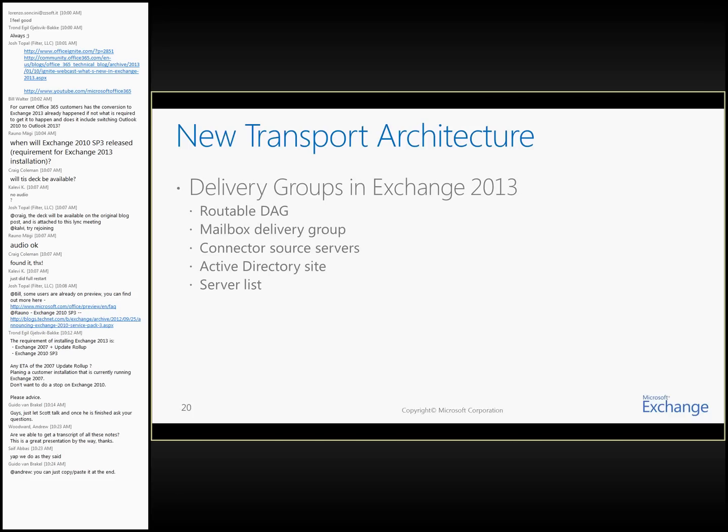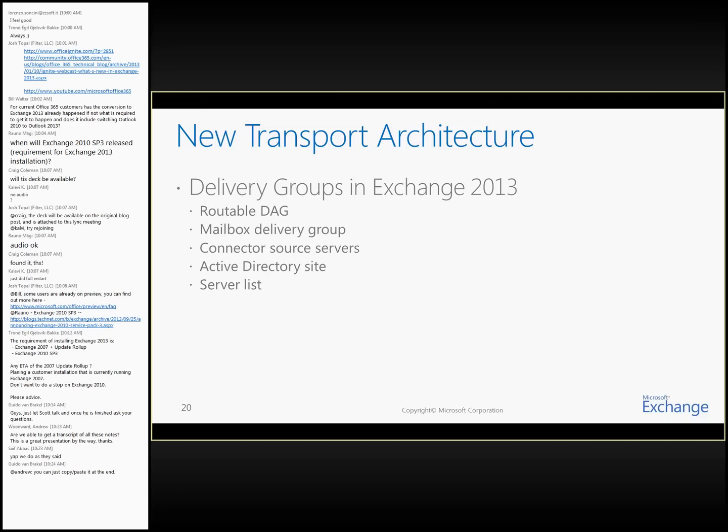Another one is Active Directory sites, and those are used when the AD site is configured as a hub site. And so when the hub site exists on the least cost routing path for message delivery, the messages queue and are processed by a transport server in the hub site before they're relayed to their ultimate destination.